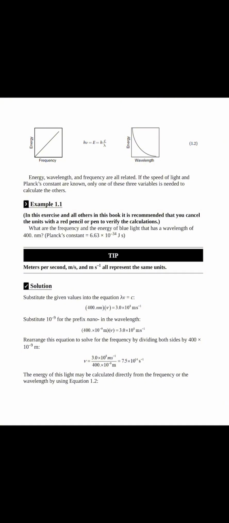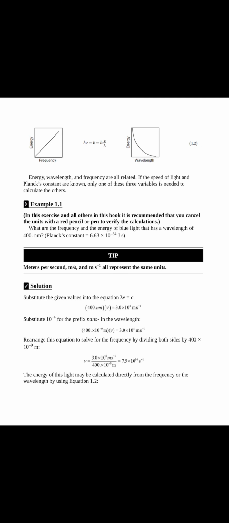Step 2. Rearrange this equation to solve for the frequency by dividing both sides by 400 × 10^-9 meters. Frequency equals 3.0 × 10^8 meters per second, divided by 400 × 10^-9 meters. Result: frequency equals 7.5 × 10^14 reciprocal seconds.